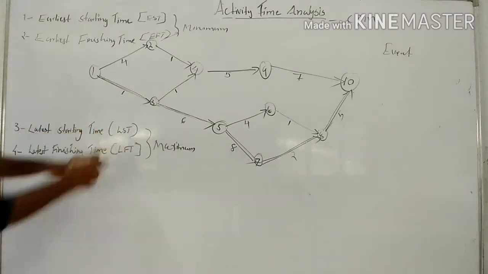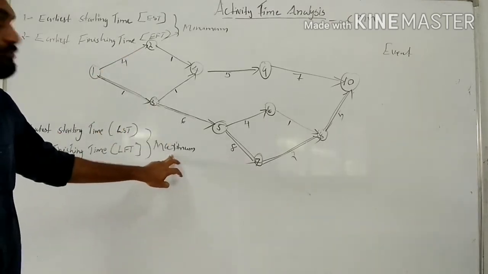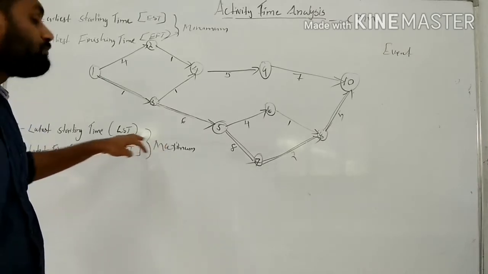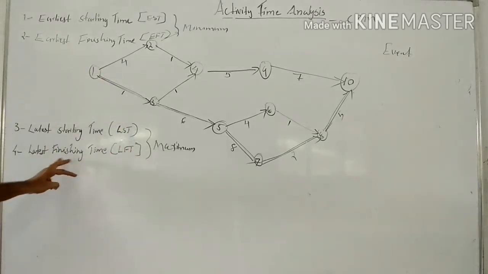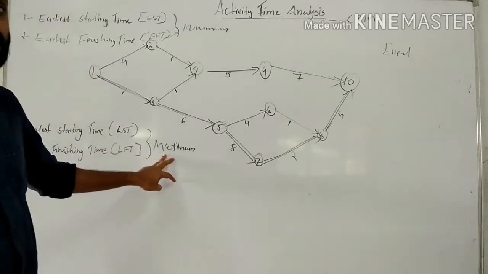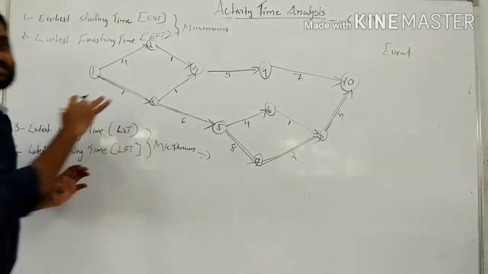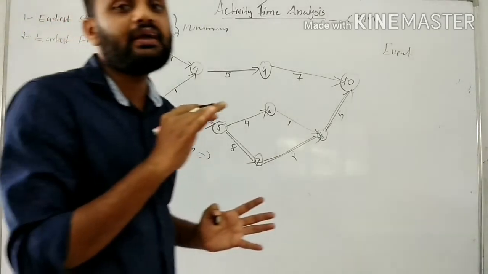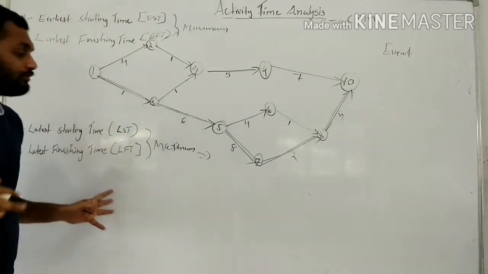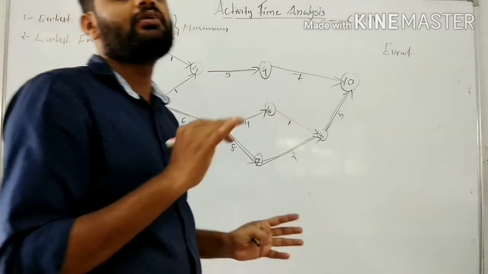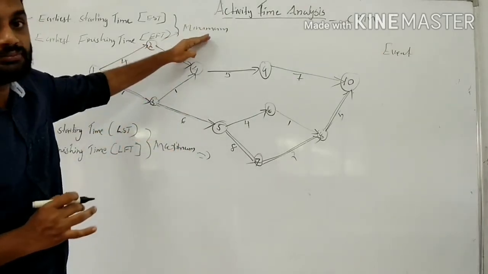LST means latest starting time, or the maximum time to start an activity. Also, latest finishing time is the maximum time to finish an activity. The maximum indicates that above that time the project cannot be delayed. Above that time the project will go into delay, or the completion time of the project will be delayed. So minimum and maximum time.